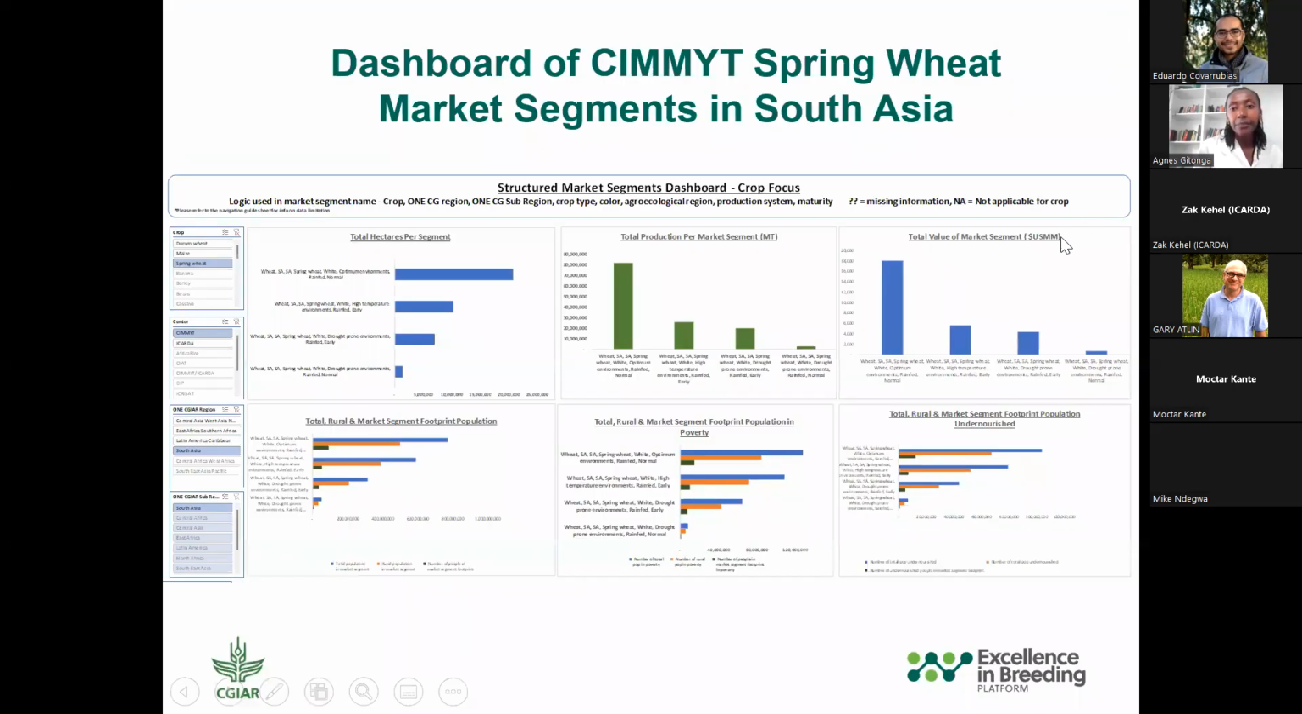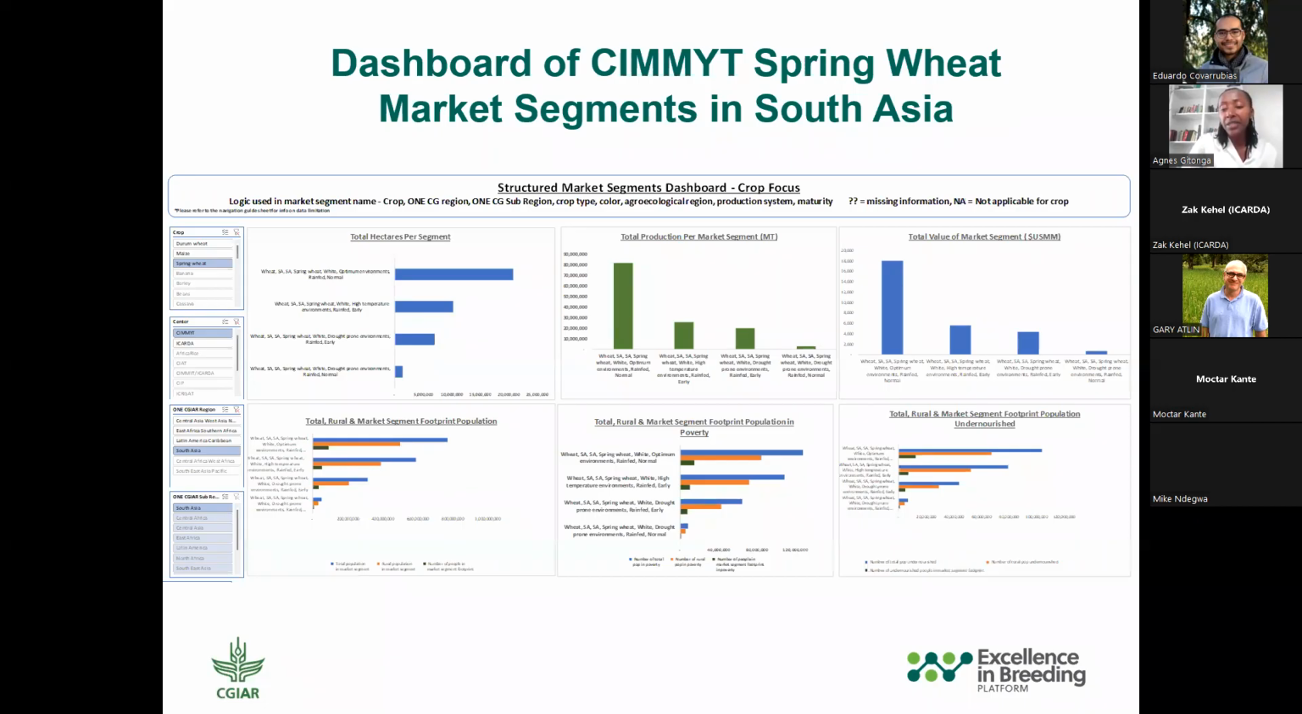And this is the sort of information that one is able to get from the work that has been done by EiB Module 1, where you can filter out all the market segments per crop, per center, CG, region and sub-region, and you're able to see the metrics. And in terms of opportunity, from these metrics, you're able to see which market segment would be of interest, depending on the impact area that you want to work on.